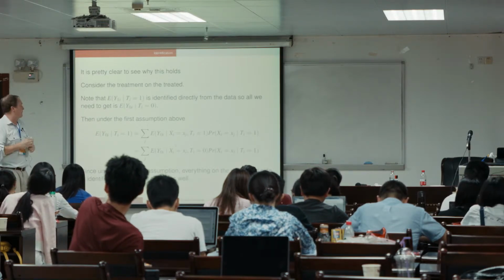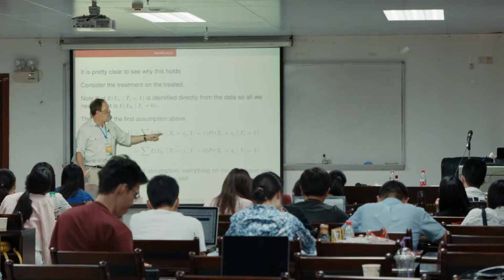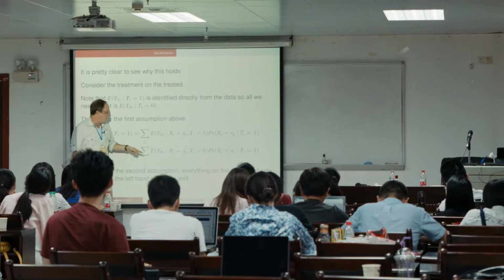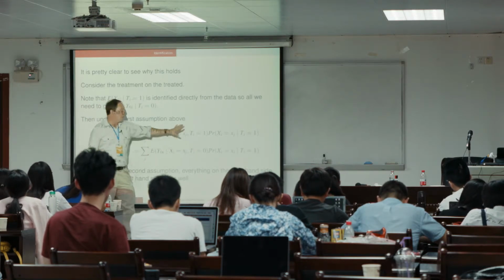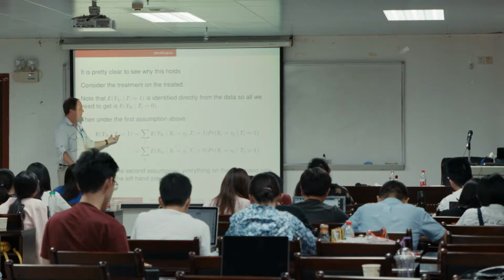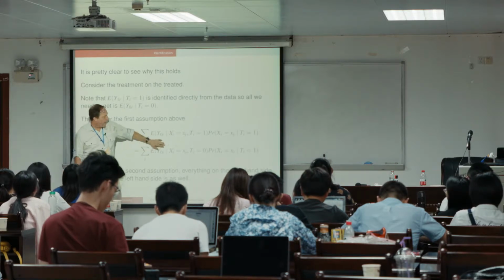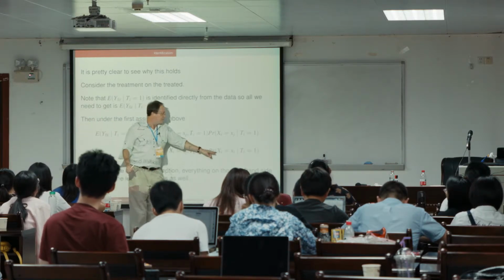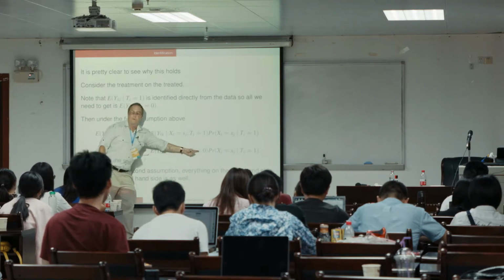So under the unconfoundedness assumption, the expected value of y naught given x and ti equal to 1 is equal to the expected value of y naught conditional on x and ti equal to 0. So unconfoundedness says these two things are identical. So I want to identify this. I know that this is equal to this. And notice that as long as this thing is always bigger than 0, this thing is going to be identified.